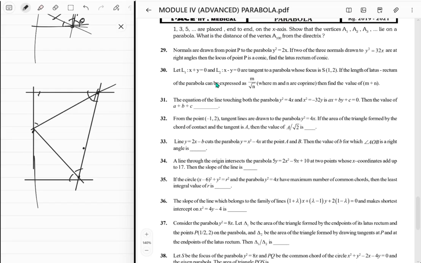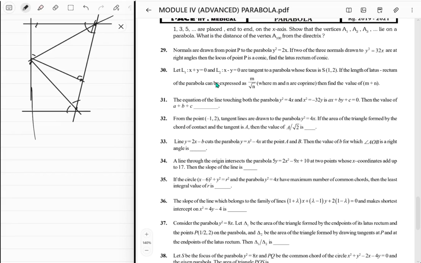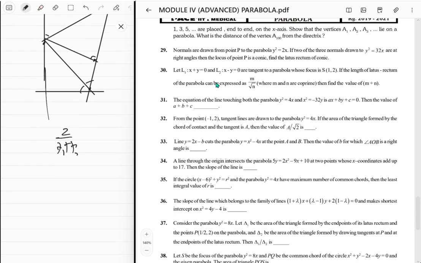Hey, what if I construct a perpendicular? So I just say perpendicular to this thing, and what do we know? Is this actually perpendicular? No, not necessarily. So for example, this slope is just 2 upon t1 plus t2. What is this slope? It's going to intersect somewhere over here. We know where it intersects.